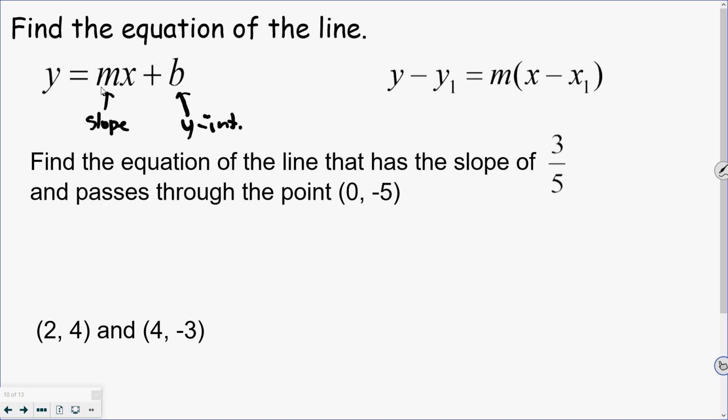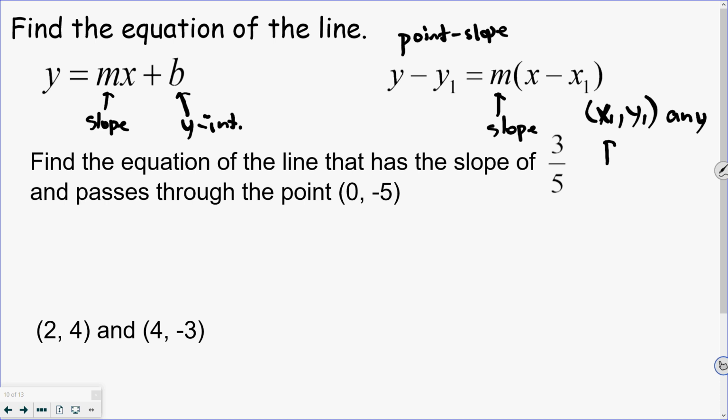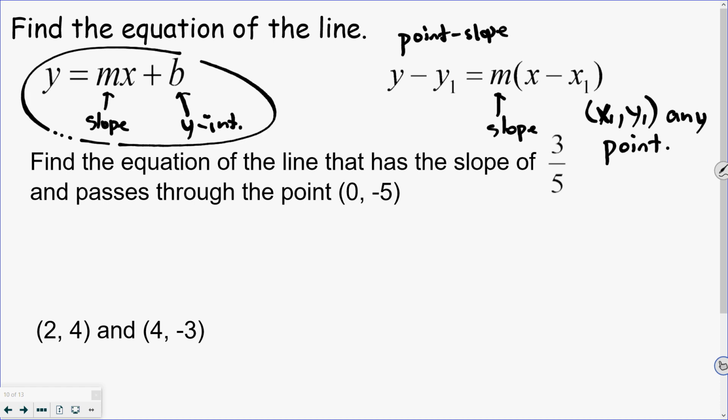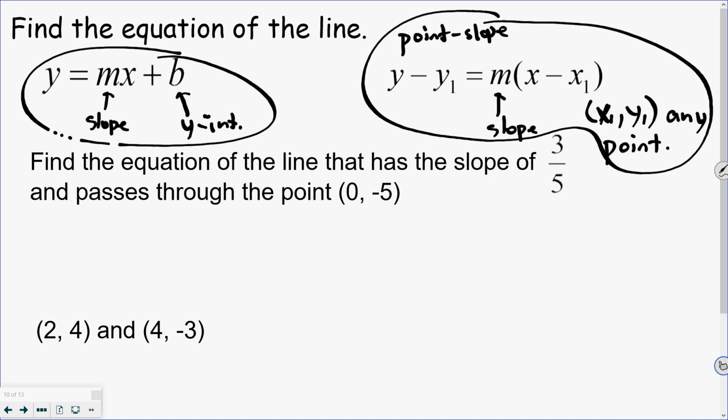The other option is this called point-slope formula over here. To use this equation, you still have to know the slope. But you can use any point on the line. So (x1, y1) is any point on the line. So if you're given the y-intercept, this is the easiest formula to use right here. But if you don't have the y-intercept, if you just have a point, then you've got to use this formula over here.